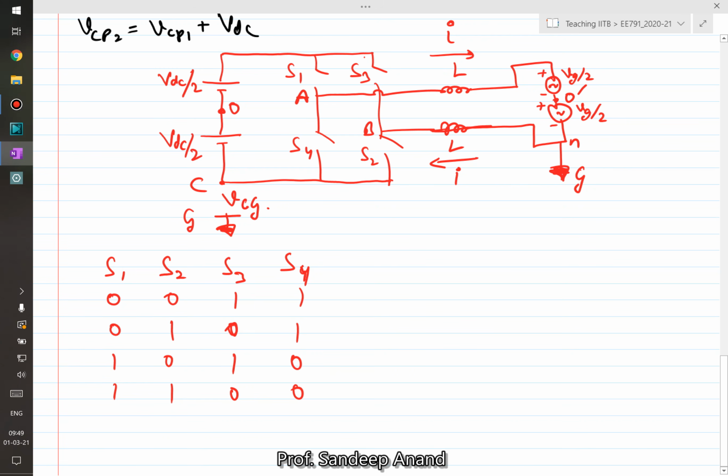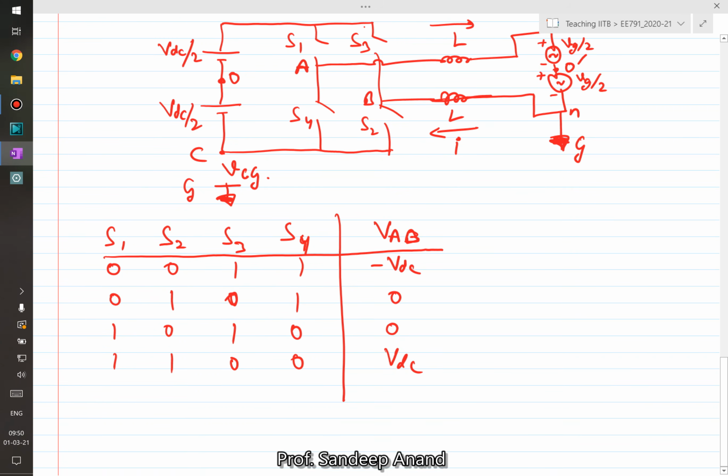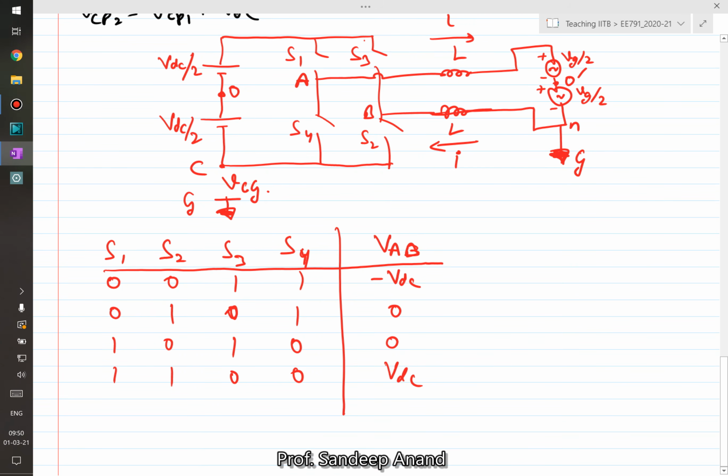We understand that for all of these states, the voltage VAB looks something like this. When S3, S4 are on, VAB is minus VDC. When S2, S4 are on, it is 0. When S1, S3 are on, it is again 0. And when S1, S2 are on, it is VDC.